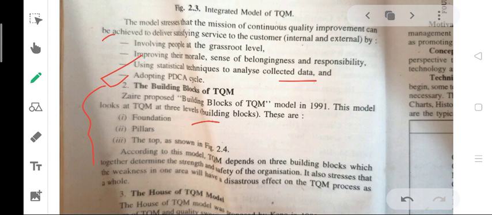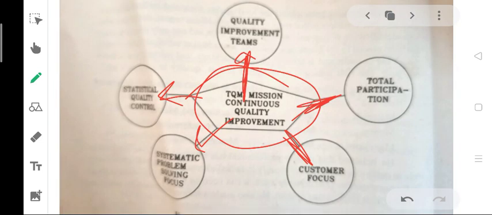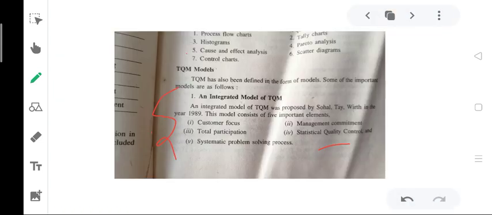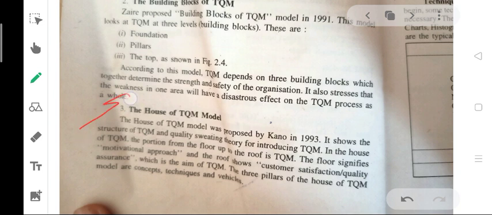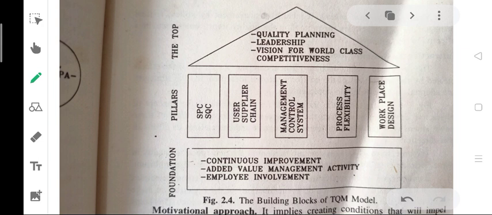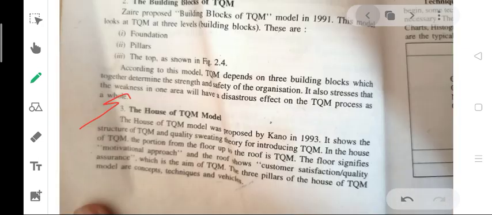It also stresses that weakness in one area will have a disastrous effect on the TQM process as a whole. So the first one was the integrated model of TQM, the second one is the building blocks of TQM, and now we discuss the third, the house of TQM model. This is the diagram of the house of TQM model.